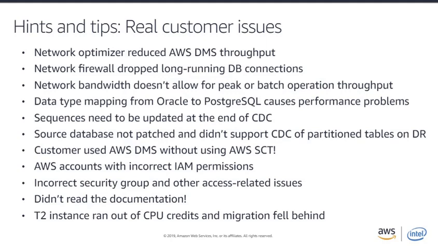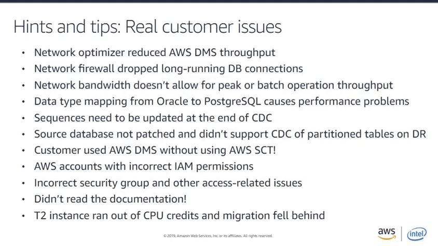A customer had a batch job that caused a huge amount of redo, more than 700 gigabytes over a few hours, and that caused DMS to fall behind by hours given the customer's limited network bandwidth. Data type mappings can sometimes cause problems. Taking Oracle numbers and mapping those directly to Postgres numbers is not efficient. Ints are much better for performance on Postgres.